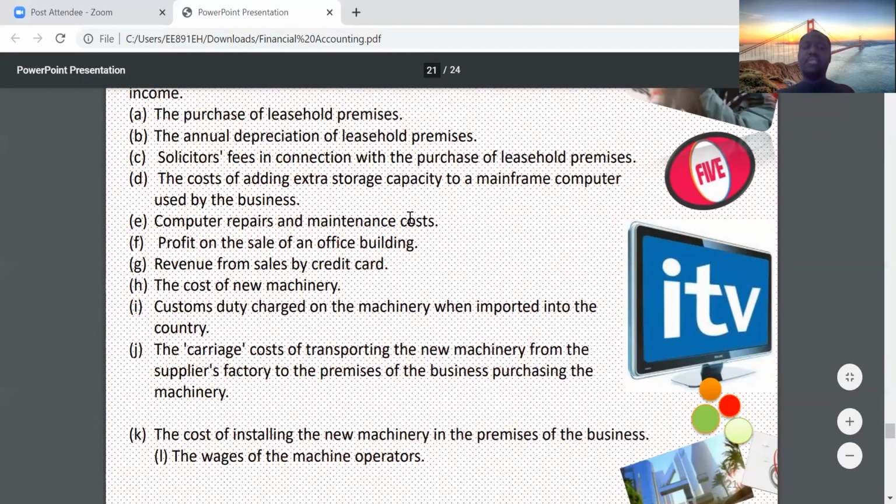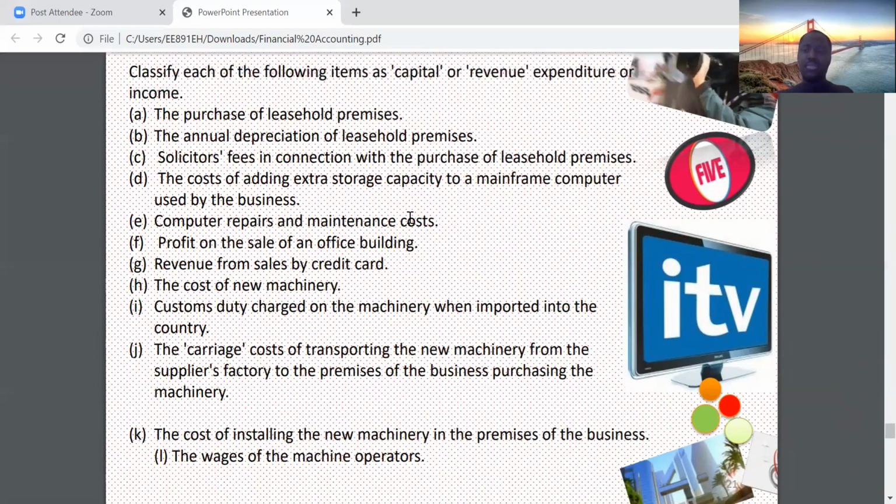Computer repairs and maintenance costs. Computer repairs, anything that is operational in nature, or that you do to maintain the earning capacity, not improve, maintaining the earning capacity of a non-current asset, will be revenue expenditure. So this will be revenue expenditure.